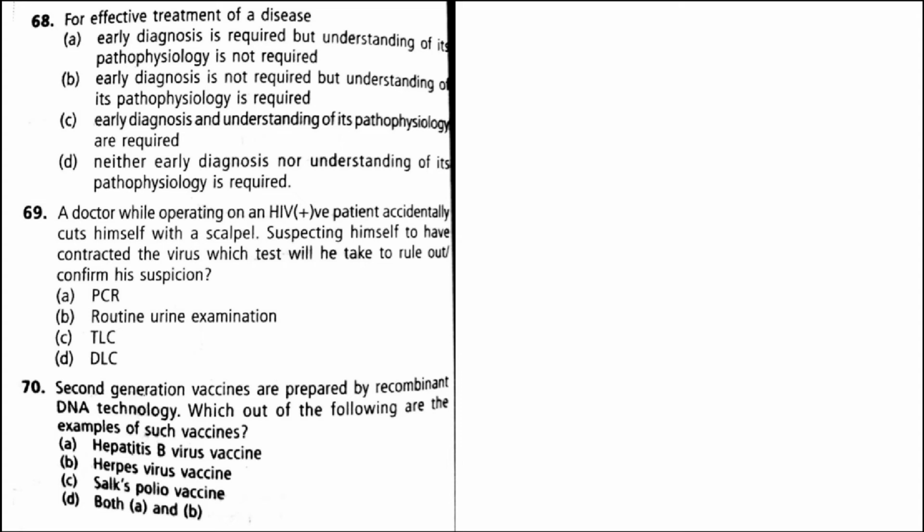Second generation vaccines are vaccines which are prepared by recombinant DNA technique or genetic engineering. Examples are hepatitis B virus vaccine, herpes virus vaccine and pneumonia vaccine. The yeast-derived recombinant hepatitis B virus vaccine is the first commercially available human vaccine produced by the genetic engineering technology. Hepatitis B vaccine is produced from transgenic yeast by recombinant DNA technology.